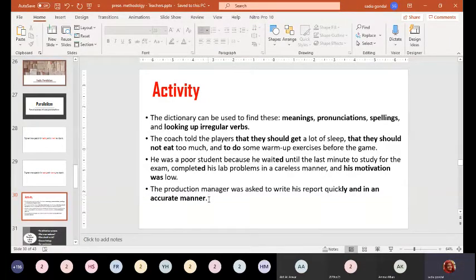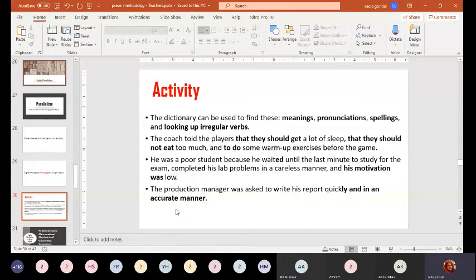The last one was attempted correctly by everyone. The production manager was asked to write his report quickly and in an accurate manner. Now, what's the problem with this sentence? Here, you're using an adverb, quickly, and in the next step of the sentence, you are not using an adverb. You are using a noun. So an adverb and then switching to a noun is incorrect. If you have decided to use an adverb, then use an adverb over here too. So it would be quickly and accurately instead of quickly and in an accurate manner.